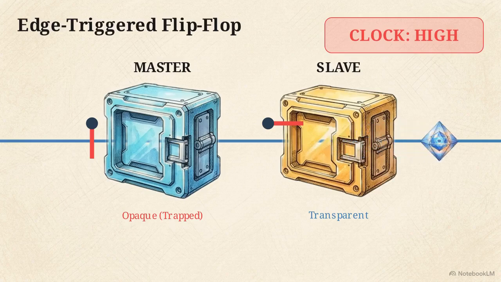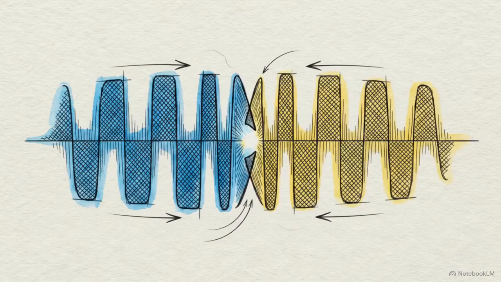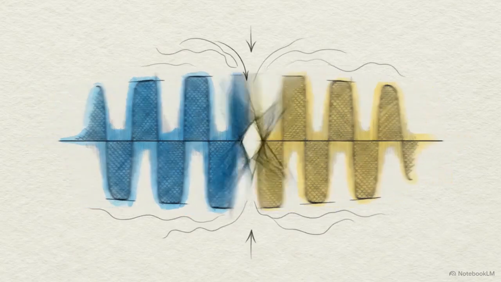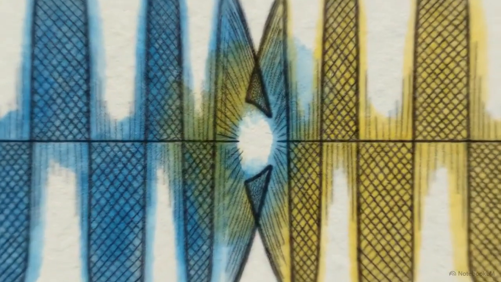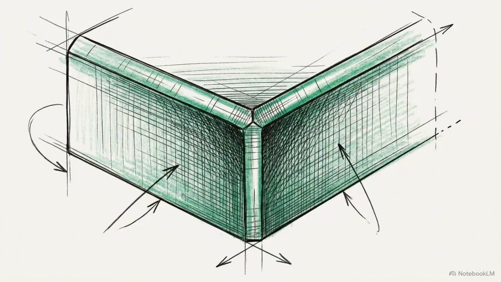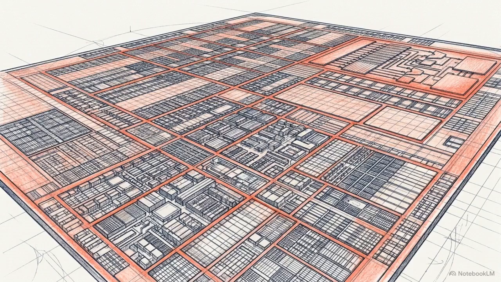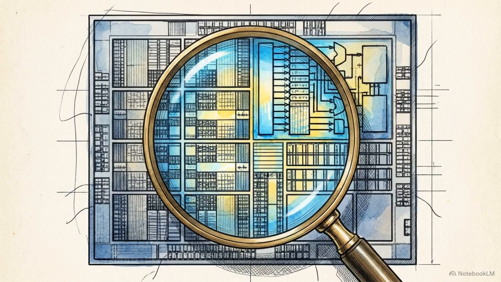By cascading two level-sensitive devices perfectly out of phase, engineers compress the wide, transparent window into a microscopic fraction of time, creating the rigid, instantaneous edge that makes modern synchronous processing possible. These physical hardware delays dictate the absolute limits of the processor. To guarantee a chip won't fail under heavy load, engineers map these boundaries using static timing analysis.